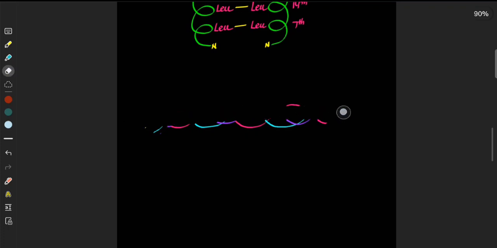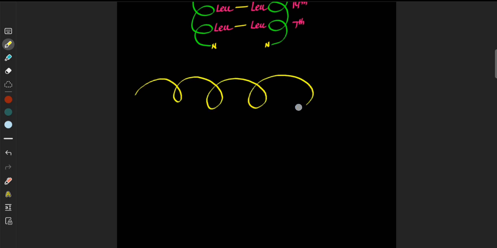So I'll just rub it off because we don't need this. Let's take an example of this helix. This is also an alpha helix, right? And this is a beta helix.